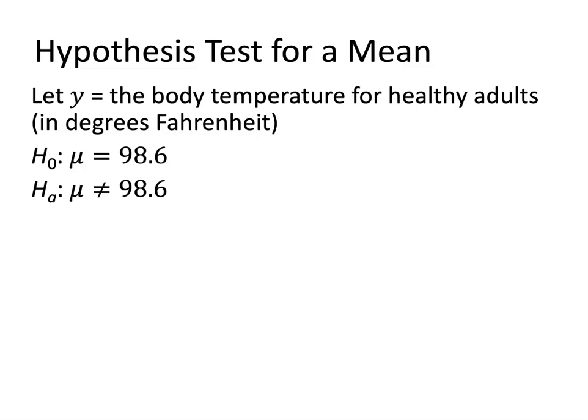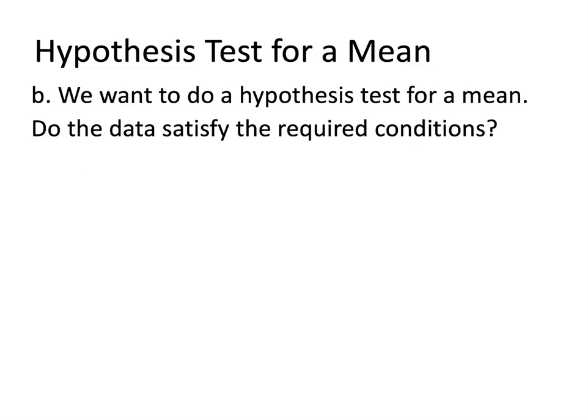So we're going to let y equal the body temperature for healthy adults in degrees Fahrenheit. Sometimes we use x, so I'm going to use y over here. The null hypothesis is that mu, in other words, mu sub y, is 98.6, and the alternative hypothesis, H sub a, is that mu does not equal 98.6. We want to do a hypothesis test for a mean. Do the data satisfy the required conditions?